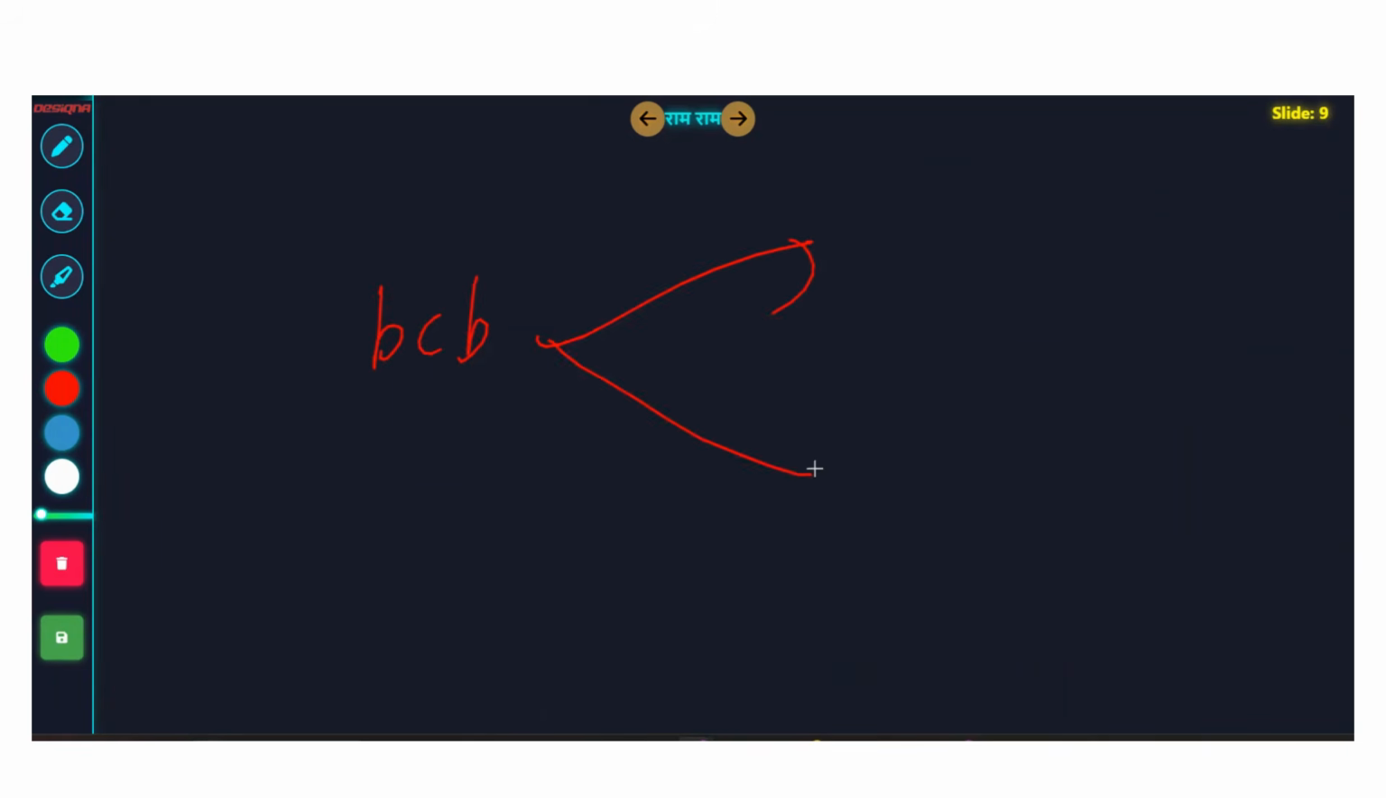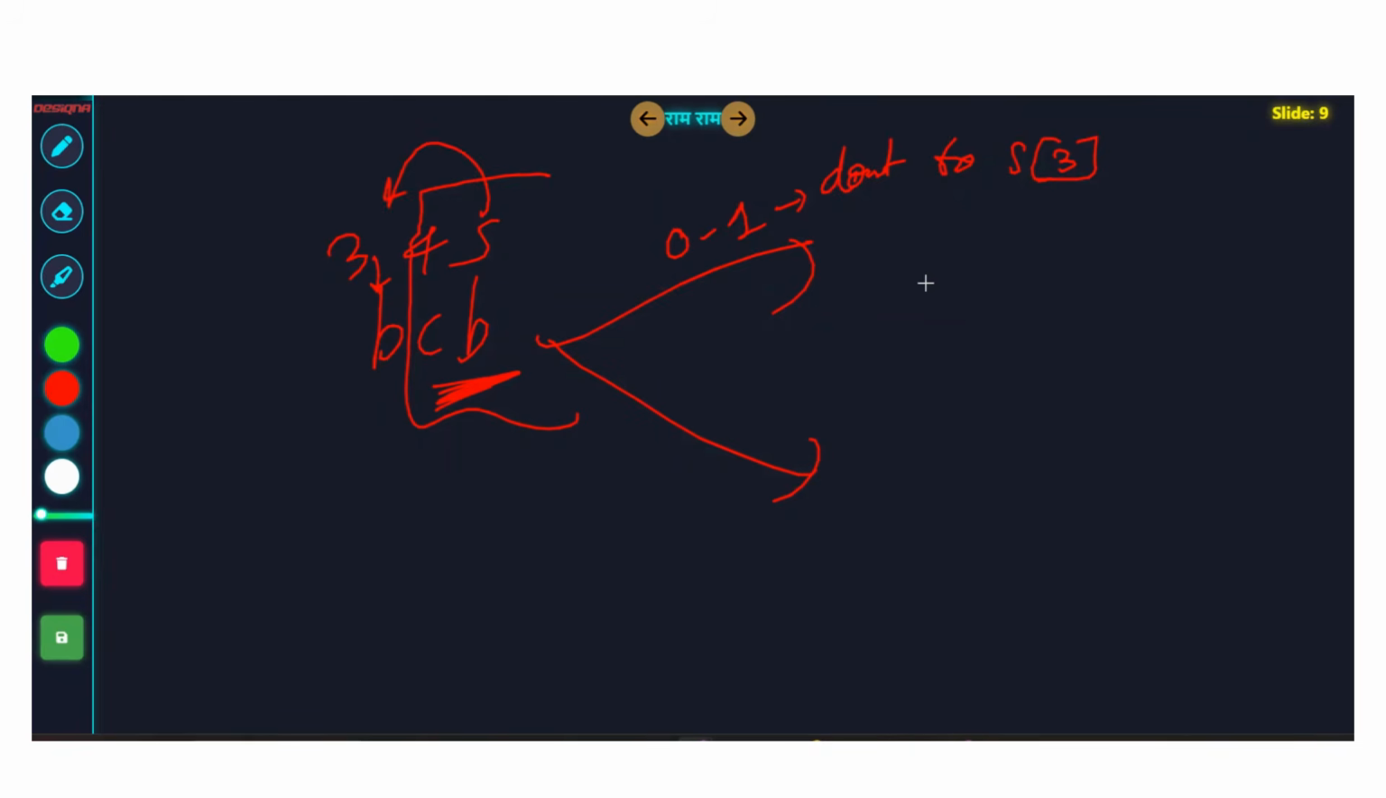Because I took two options. Option 1, don't touch S of 3, 4, 5. You don't touch this character. What happens then? It means you can only generate all variations here. Whatever variations generated here will join with B and generate different strings, right? Already different strings have been generated here. Join them with B and they will be the different strings of length starting from index 3. So this gave birth to DP of 4.